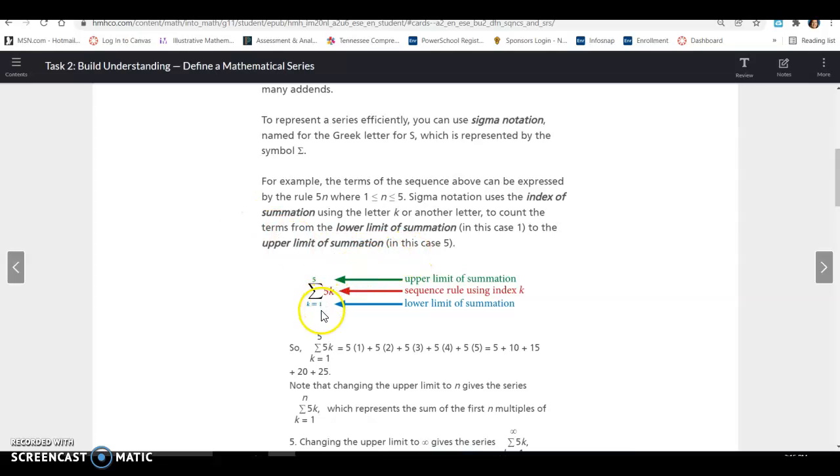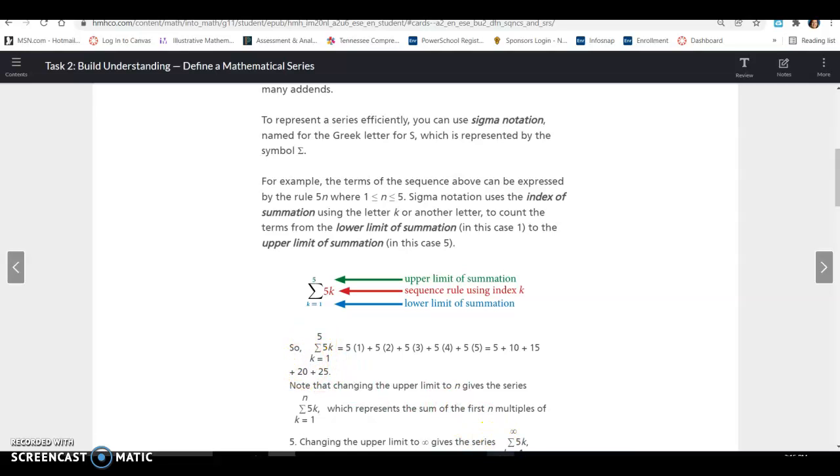All right, so it shows you here. This is the sigma notation, and it goes from the lower limit to the upper limit. So k equals 1 to 5, and the rule, or the equation, is 5 times k. So that means the summation of this series, you would do 5 times 1 plus 5 times 2 plus 5 times 3 plus 5 times 4 plus 5 times 5, and that would equal 5 plus 10 plus 15 plus 20 plus 25.